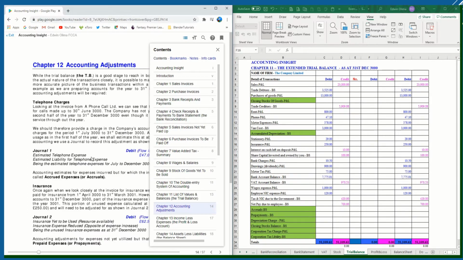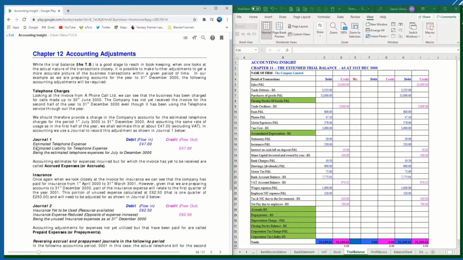Go back to chapter 12. So in the book, we have prepared the journal here. Estimated telephone expense, £47, and we'll put an estimated liability for it because we're doing double entry system. We call this an accrual of expenses. So that would be journal 1, and we'll enter it as follows. We'll put journal 1 there, and we'll say a further £47 of expenses to bring your total expense for the year to 94. And using the double entry system, we'll do the credit side as a liability, and we call it an accrual of expenses. So it'll be journal 1, and it'll be £47.